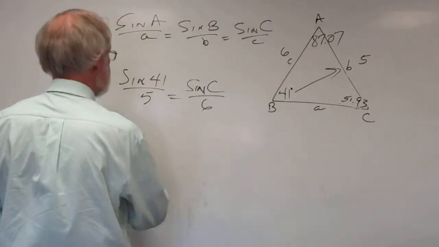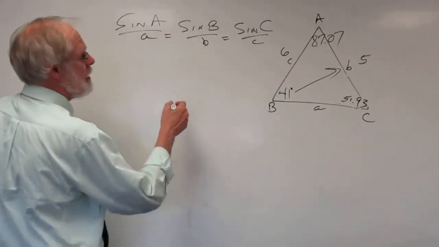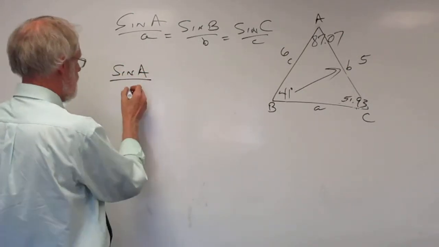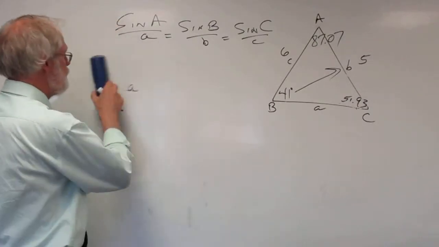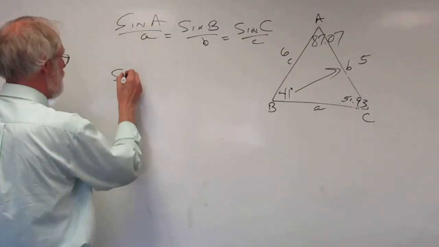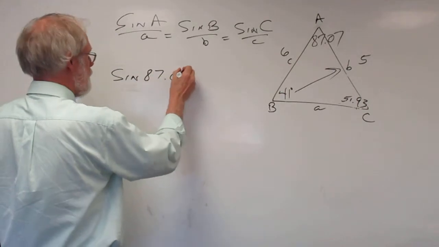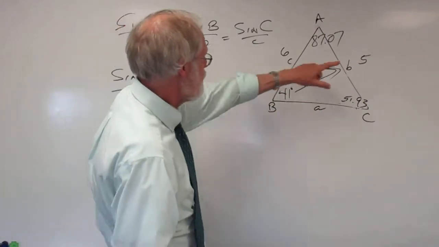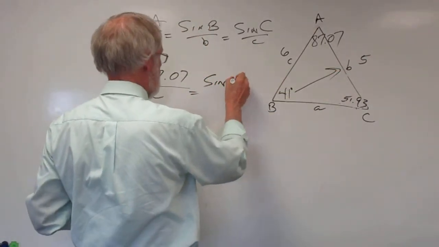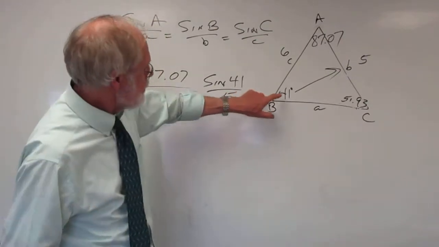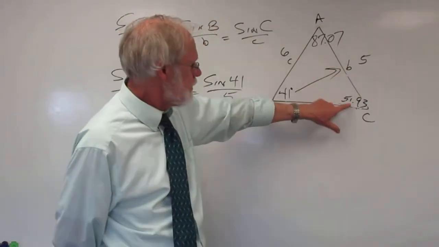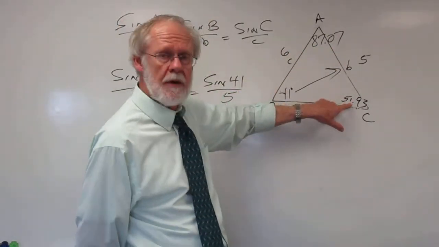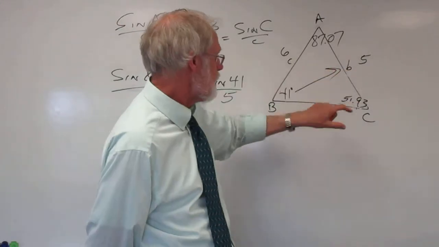Let me erase some of this, but not the law of sines. Now I can do sine A over, because I know A, sine of 87.07 over A, the missing number, is equal to sine 41 over 5. And it's better to use these two because if I use this angle, remember it's been rounded. These were given, they are exact. This has been rounded. I would rather use exact numbers than rounded numbers.